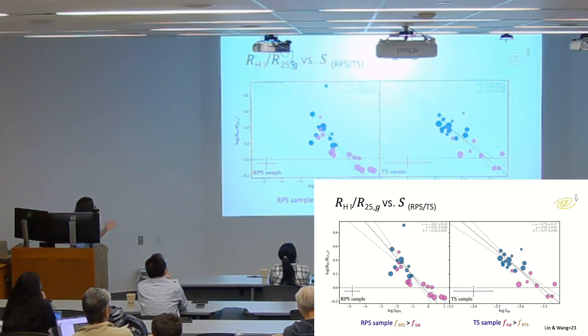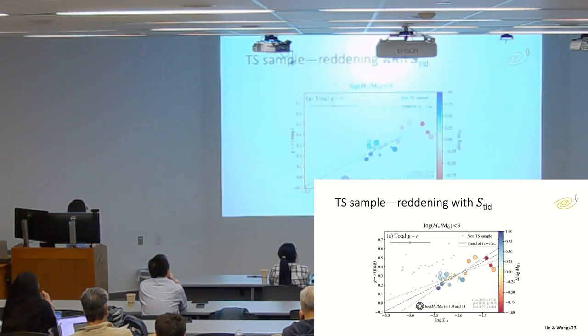But if we select the RPS sample and look into the relation with the RPS strength only for the RPS sample, and look into the relation with the tidal strength only for the tidal sample, the correlations become much stronger. So it suggests that our parameters really help us to separate the two effects, to separate relatively each effect-dominated subsample. We were able to break the mixture of different effects.